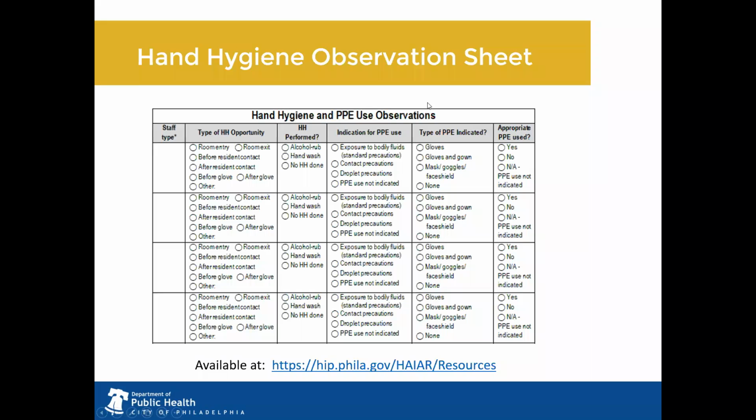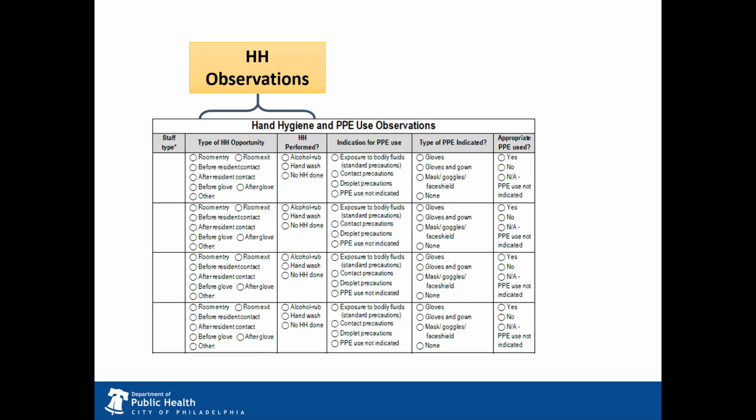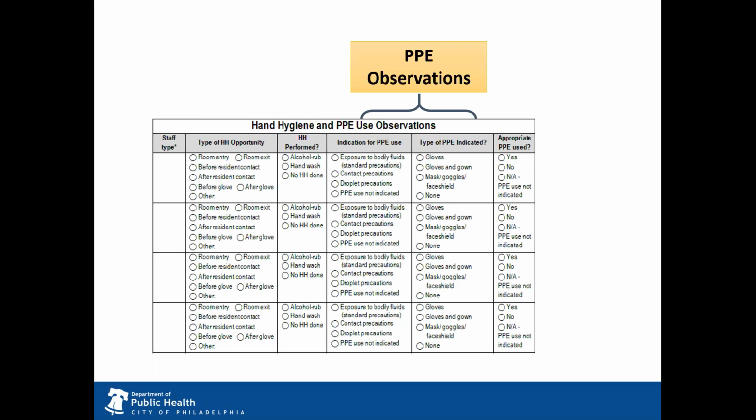But as Susie already showed, this is an example of a hand hygiene observation sheet. And it has one row used per staff member and hand hygiene opportunity. So you can cover both hand hygiene observations or PPE observations, so personal protective equipment observations. For this presentation, we're only going to be talking about hand hygiene observations, but just know that it is available to look at PPE as well.